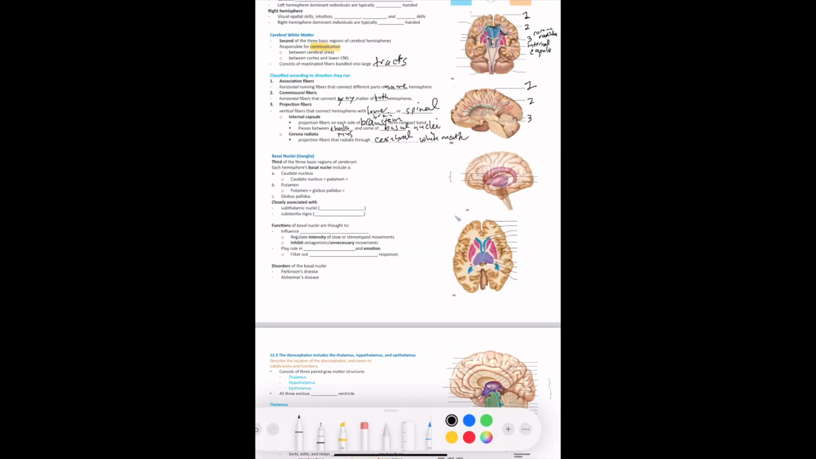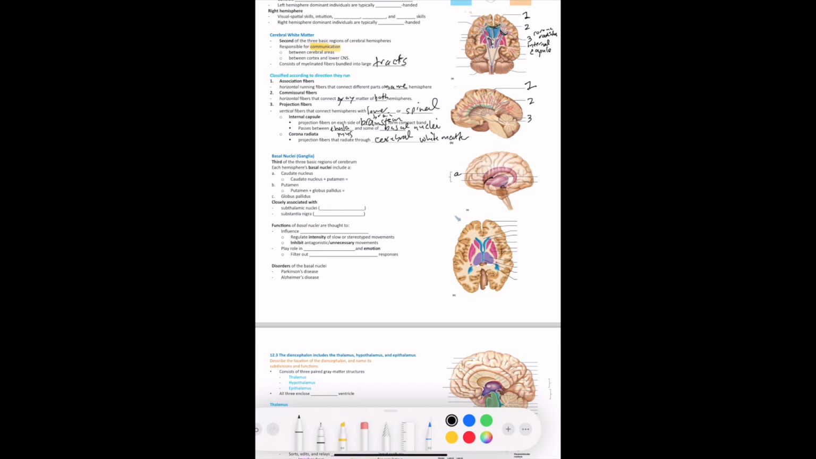Moving on to the basal nuclei. The basal nuclei is the third of the 3 basic regions of the cerebrum. Some of the structures include the caudate nucleus, the putamen, and the globus pallidus. Identifying them, caudate means tail. So this is the caudate nucleus. This part over here would be the head of the caudate nucleus, and the tail of the caudate nucleus is going to be found right over there.